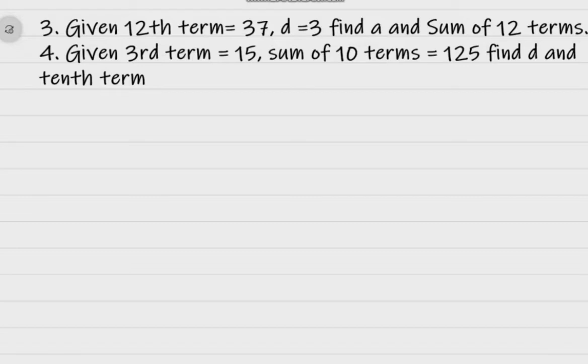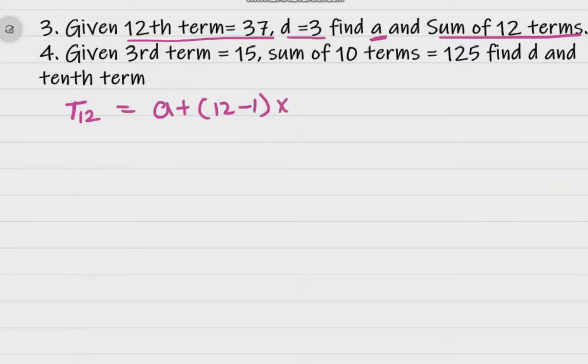Given the 12th term is equal to 37, and d is equal to 3. You have to find a, which you don't know, and the sum of 12 terms. That means you have to find S12. Now the 12th term is given, that means T12. We can find T12 by the formula a plus (12 minus 1) into d.